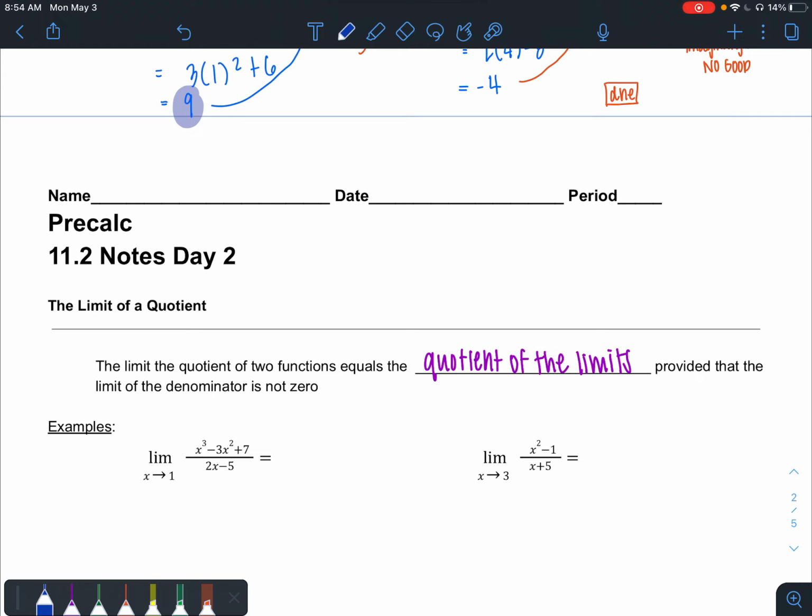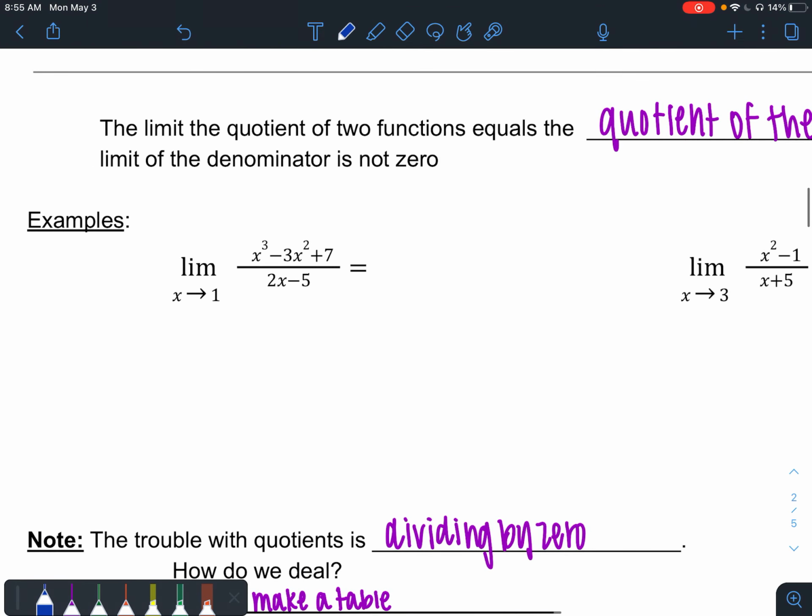The limit of a quotient of two functions equals the quotient of the limits, provided that the limit of the denominator isn't zero. So here's our first example. All that means is we're going to plug in whatever this value is. So I'm going to plug 1 in for x. So I'm going to have 1 to the third minus 3 times 1 squared plus 7 over 2 times 1 minus 5.